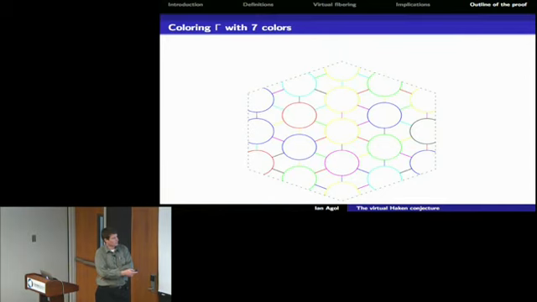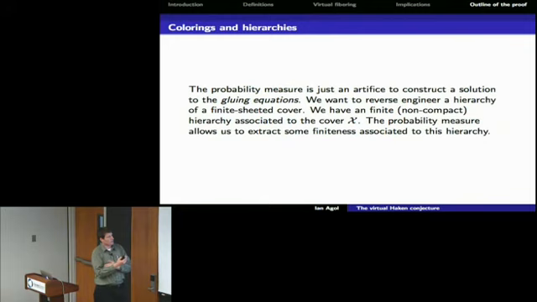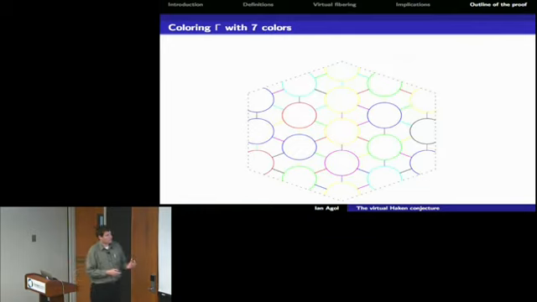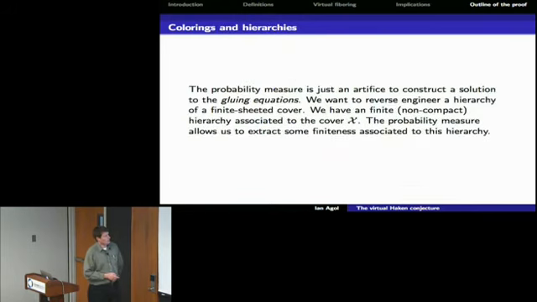So the probability measure then gives us a solution to some gluing equations that I set up in the paper. The variables of the gluing equations are these colored polyhedra, or actually what we need to do is what I call supercolor the polyhedra. So I'll explain what that means. What we want to do is reverse engineer a hierarchy of a finite sheeted cover. So we have a finite hierarchy, but it's still non-compact, associated with this cover. And the probability measure extracts some sort of finiteness from this hierarchy, intuitively.